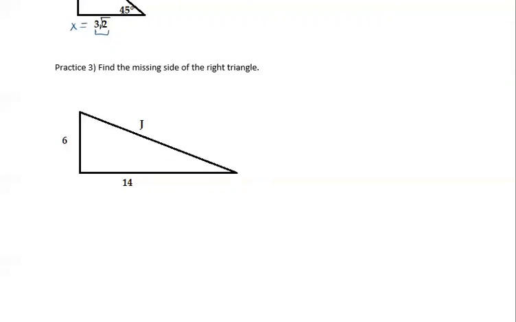All right, what about this one? Can I use my x square roots of 2? No, these aren't the same. So I'm going to go back to my Pythagorean theorem. a squared plus b squared equals c squared. I'll put in 6 and 14 as my a and b. It doesn't matter which one I put where. I can do 14 and 6, or I can do 6 and 14.